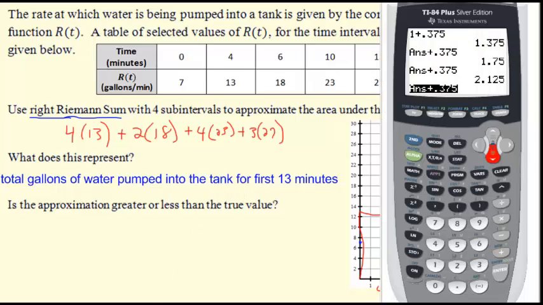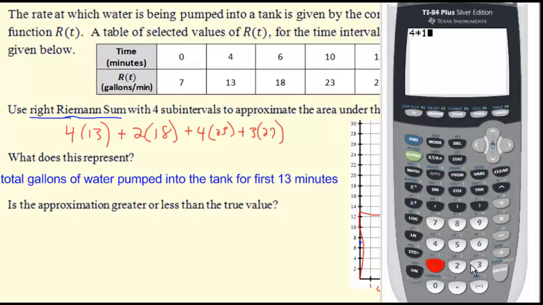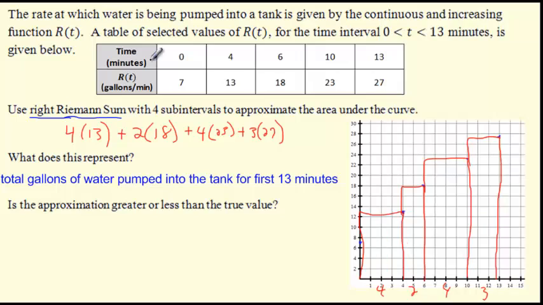What is that number? I feel like we need to find that number. So we can say 4 times the 13 plus 2 times the 18 plus 4 times the 23 plus 3 times the 27. And what do we get? 261. So that would be 261 gallons, the total number of gallons pumped in over the first 13 minutes. Approximately. Remember, this is approximate.